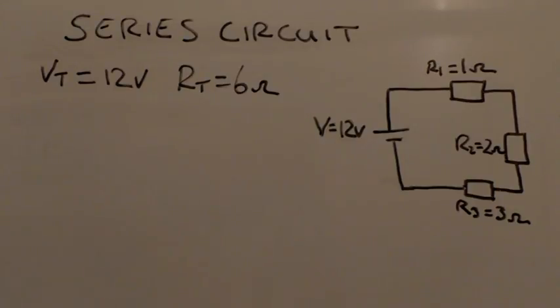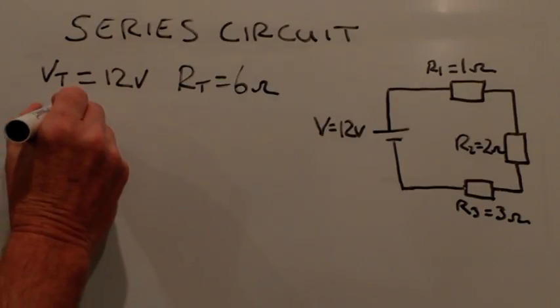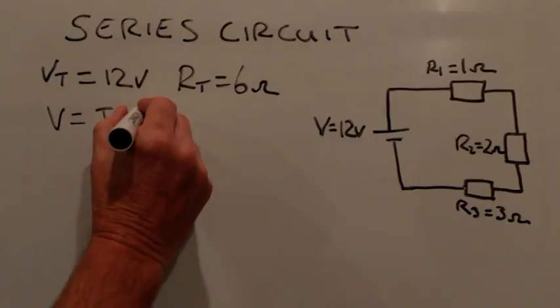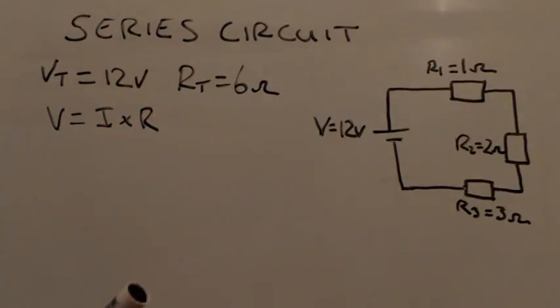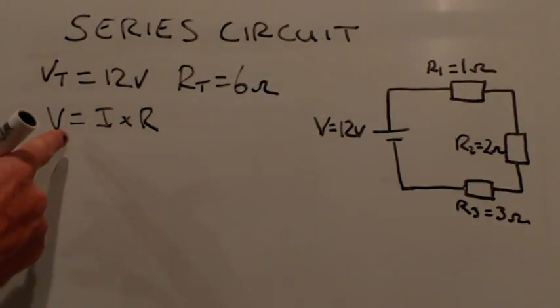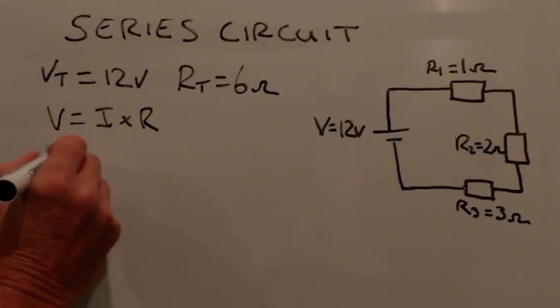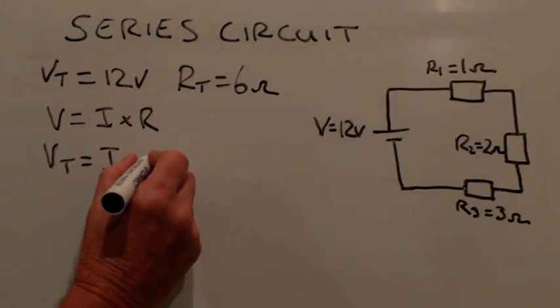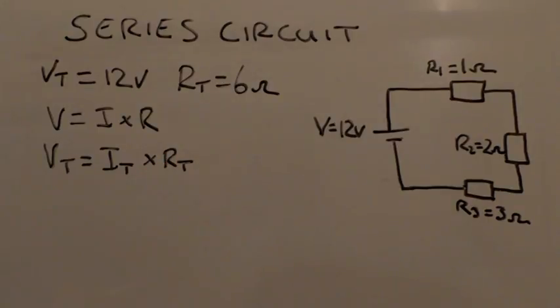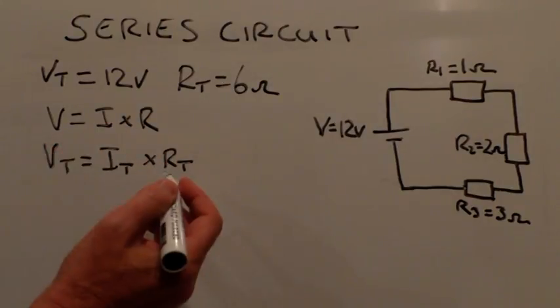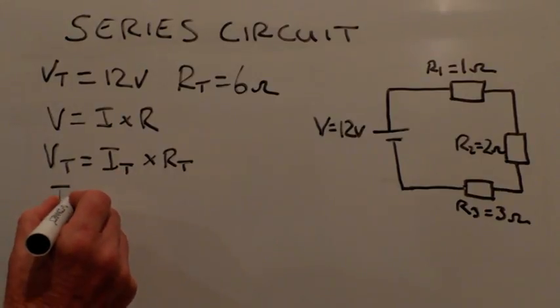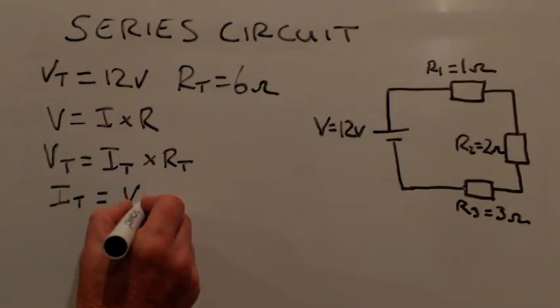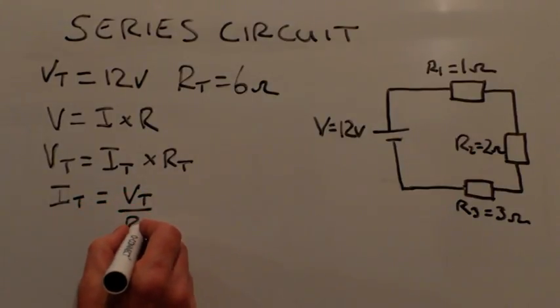So now we need to find the next value, which is the total current. Now, to find the total current here, we need to use Ohm's law. So just to remind ourselves, we can say that V equals I times R. Now, we have the 12 volts and we have the total resistance. So we can say that VT equals I, and I'll make that IT for the total current, times RT.